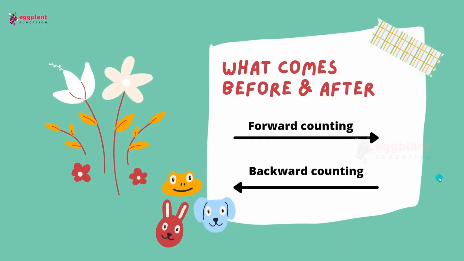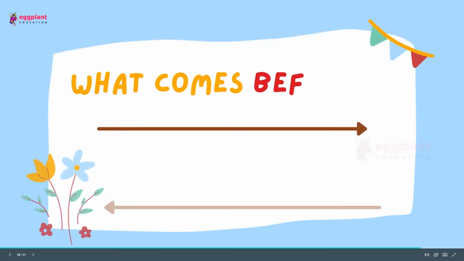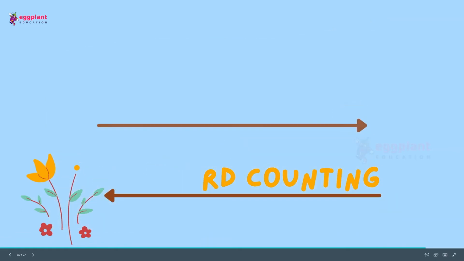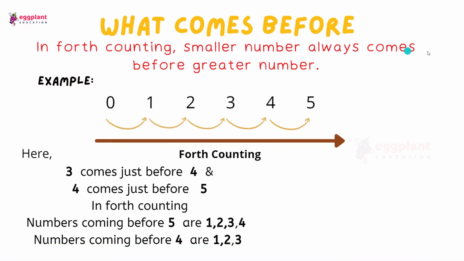Okay, now we'll see these concepts, what comes before and after, in forward counting and in backward counting. Come on. First, we'll see what comes before in forward counting and in backward counting. In forward counting, a smaller number always comes before a greater number. Look at these numbers, 0, 1, 2, 3, 4, 5. It is forward counting. You can look at the arrow mark. It is going from a smaller number to a bigger number. So it is forward counting.